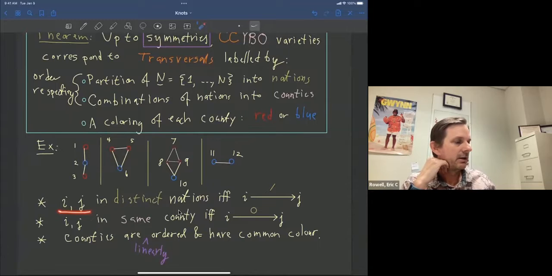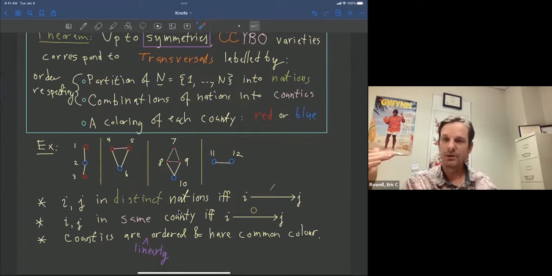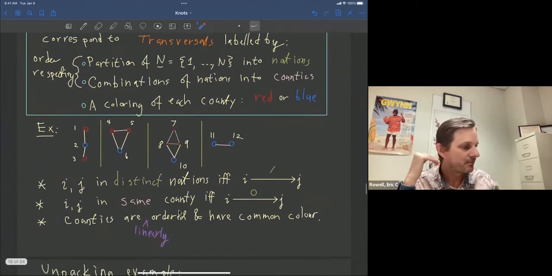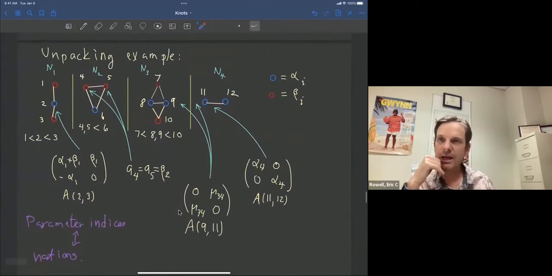So basically, i and j are in distinct nations if the edge between them is labeled by this stroke or slash. i and j are in the same county if the edge between them is labeled by a 0. And then the counties themselves are linearly ordered, and each county has a common color. We've gotten pretty far from the Yang-Baxter operator at this point, I realize. But the point is that this completely works. This gives us a recipe for constructing solutions to the Yang-Baxter equation. Moreover, we can prove that any charge-conserving solution to the Yang-Baxter equation can be put into one of these forms using the symmetries.